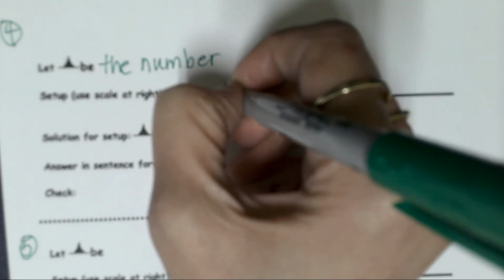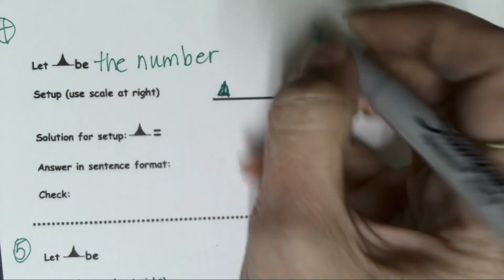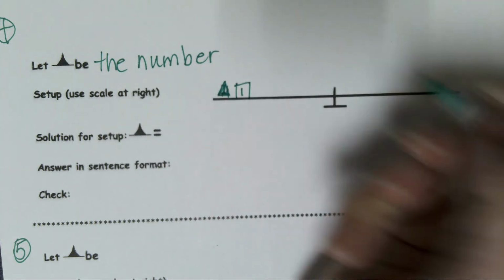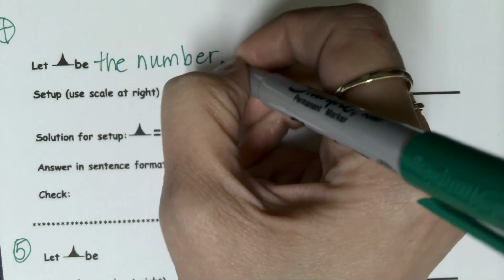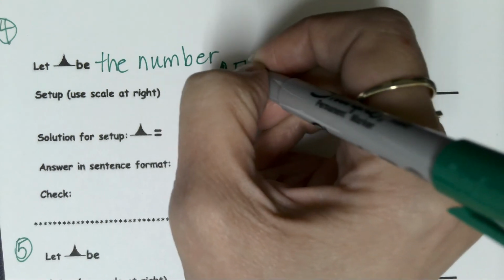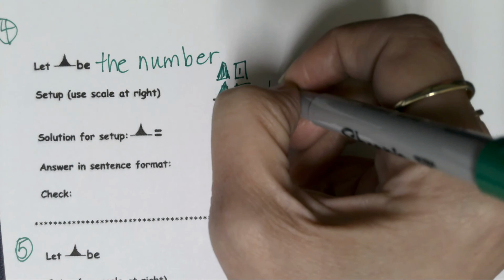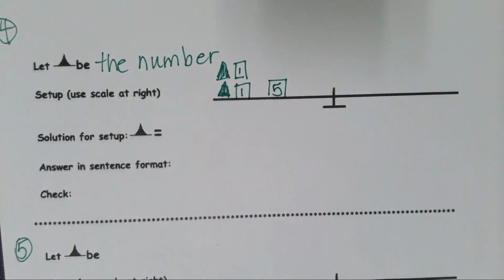So let pawn be the number, because that's what we're looking for. When a number, so we'll start with one number, increased by 1 is doubled, that means we have 2 of them. And when we double things, triple things, we're just going to stack them on top of one another. And then increased by 5, so we're going to have a 5 cube as well. The result is the same as.